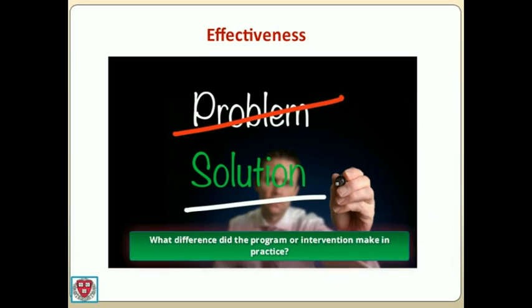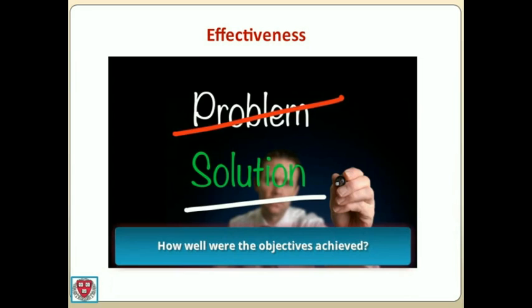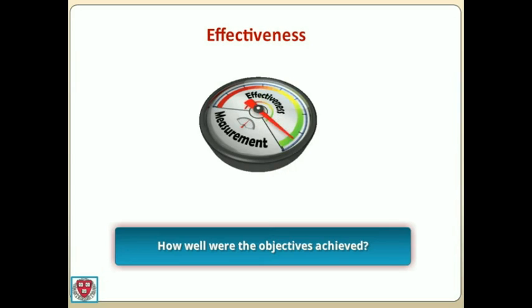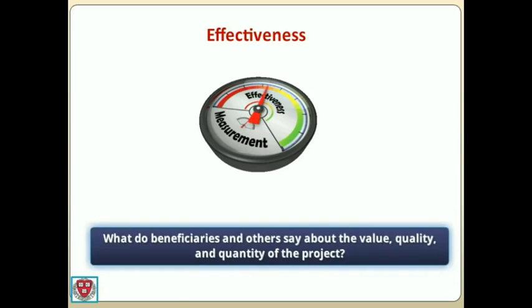More specific questions could be: how well were the objectives achieved? What results were achieved based on an analysis of key indicators and standards? To what extent did the targeted direct and indirect beneficiaries actually benefit from the intervention? What do beneficiaries and others say about the value, quality, and quantity of the project?